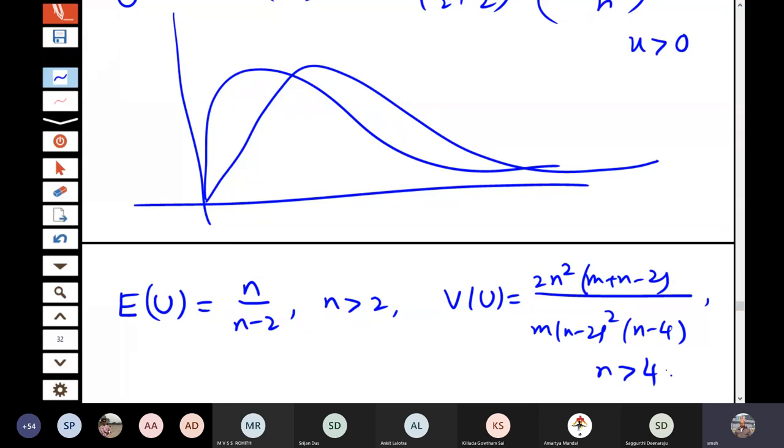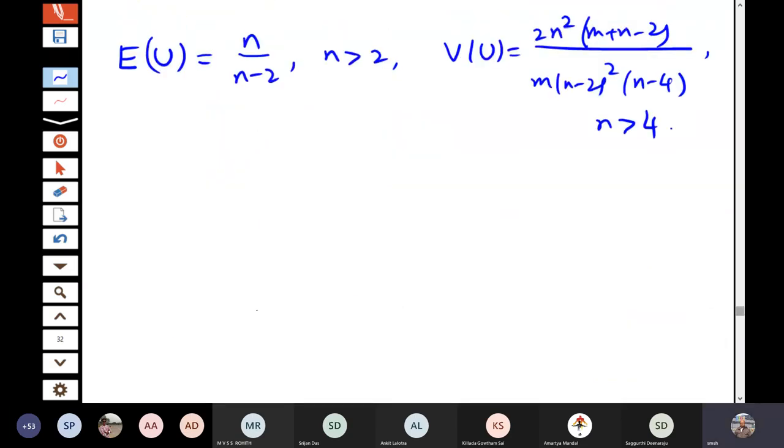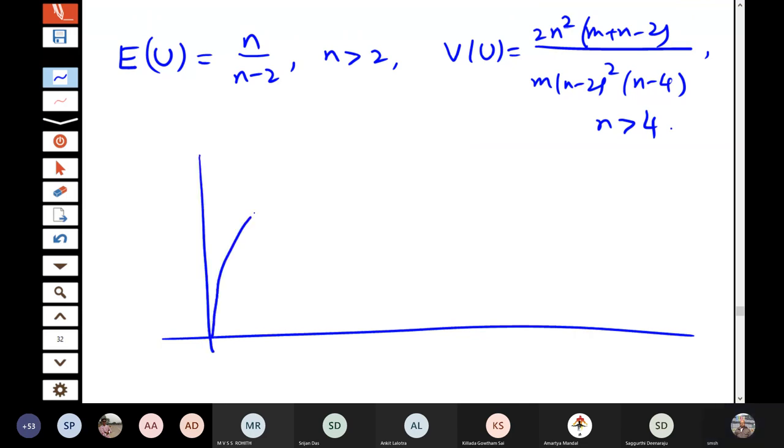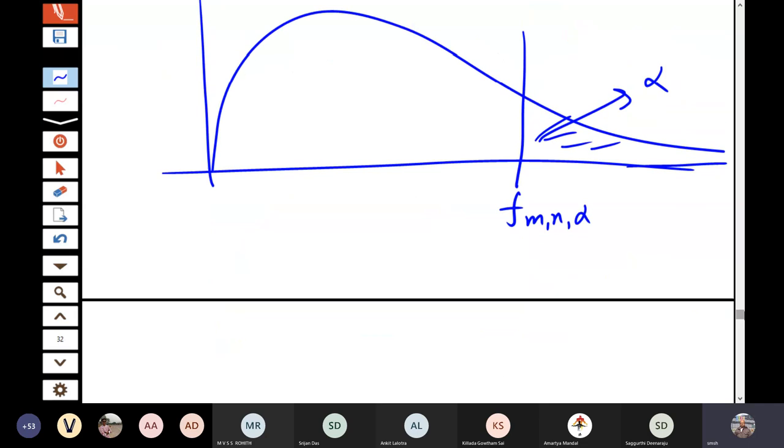The tables of f distribution for different values of m and n are also given. So if we consider this probability to be alpha, then this point is called f mn alpha. That is, the probability of u greater than f mn alpha is equal to alpha. Tables of f mn alpha are given at the end of the books.